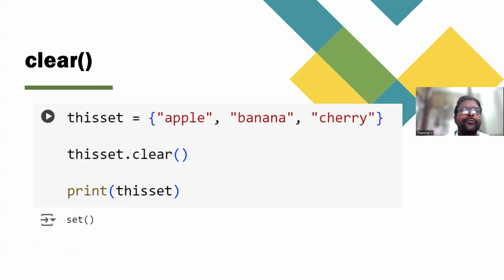And if you are using the clear command, then what happens? The set contains apple, banana, and cherry. If you use this set dot clear, then all the elements in the set will be cleared. Then print this set, and only an empty set is available. Why is an empty set available? Because all the elements in this set are removed.